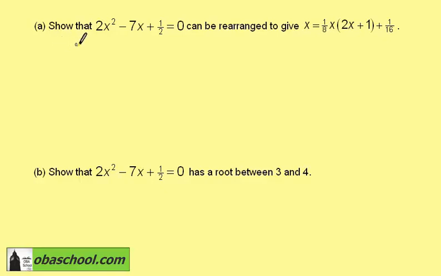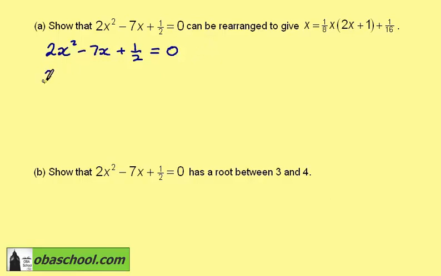We want to show that 2x squared minus 7x plus a half equals 0 can be rearranged to give x equals 1/8 times x times (2x plus 1) plus 1/16. Let's start with the original equation. So we have 2x squared minus 7x plus a half equals 0.